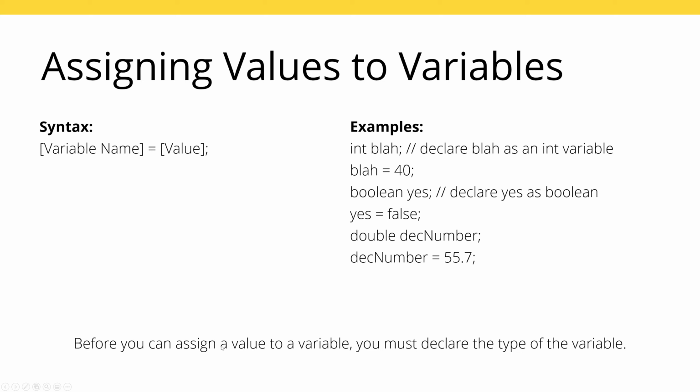So always keep in mind, before you can assign a value to a variable, you must declare the type of the variable. If we did not have int blah, if we never declared blah as storing integers or int variables, then we could not do blah assign 40. You always have to declare before you assign an actual value. Think of it, for a box analogy, you have to take out a box before you can put stuff into the box.